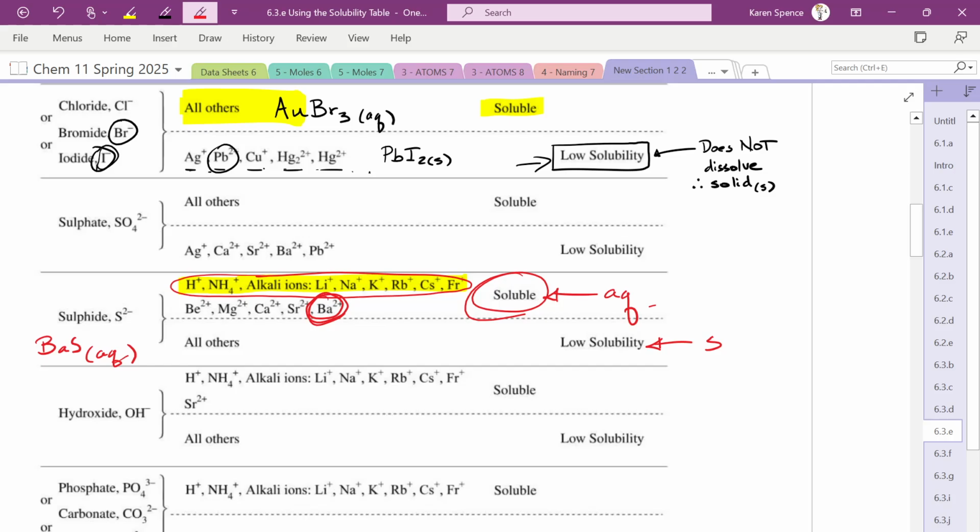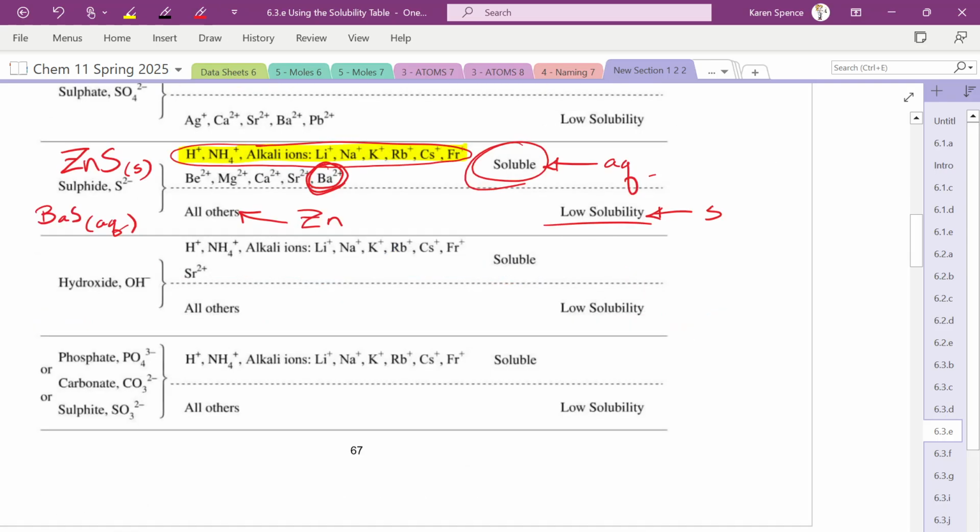aqueous. What if I had zinc? Zinc sulfide. Zinc sulfide would be solid because zinc is not up here, so zinc falls into the all others category, so zinc sulfide would be a solid. Okay, you get the general idea?